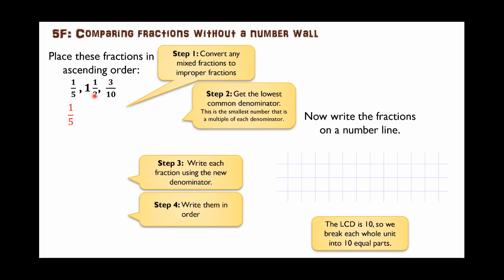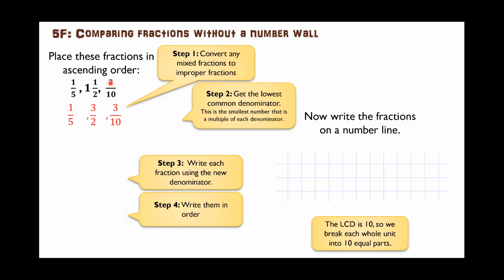It says 1 1/2. How would I write this as an improper fraction? Well, the denominator will be 2, and the top will be 1 times 2, which is 2, plus 1, which is 3. So I've got 3 halves here, 1/5, and the last one is 3/10. There we go, that's better. Now they all look the same.